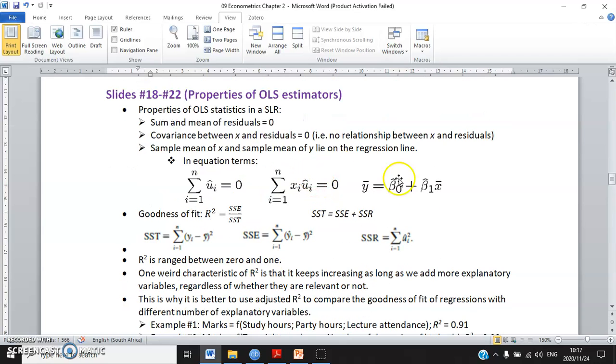So let me stop here, and in the next video we will discuss quite a few theoretical concepts, properties of OLS, statistics, and then the assumptions of the regression model. So see you later.